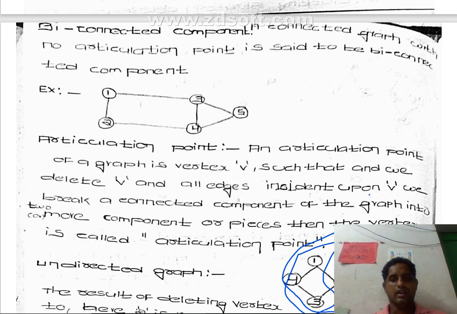See, an articulation point of a graph is a vertex V such that if we delete V and all edges incident upon V, it will break a connected component of the graph into two or more components or pieces. Then the vertex is called an articulation point.